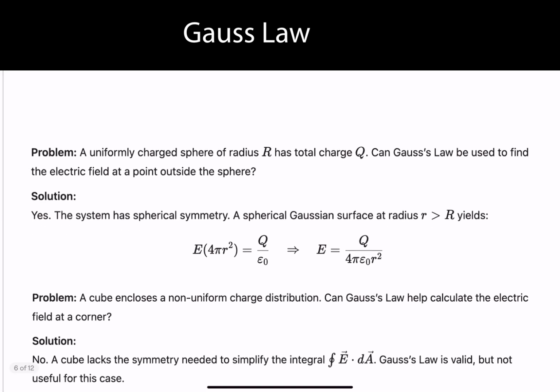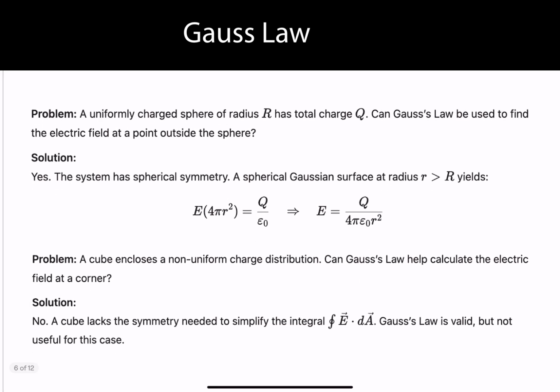All right, let's apply this. A uniformly charged sphere of radius r has a total charge q. Can Gauss's law be used to find the electric field in this case, at a point outside the sphere? The answer is yes, because the system has spherical symmetry. And how would we use it there? Remember that on the left side, we had for flux, let me write that, for flux, what we have is the closed surface integral of E dot dA, right?